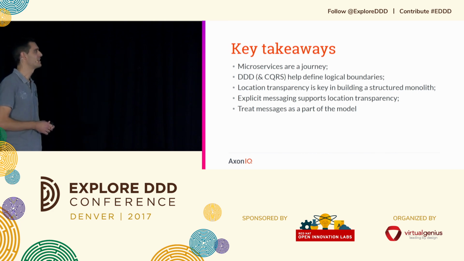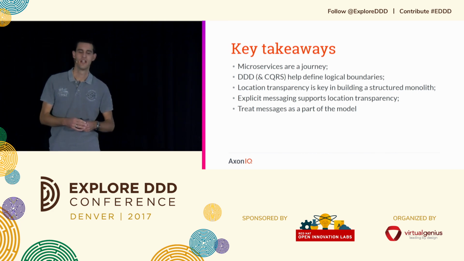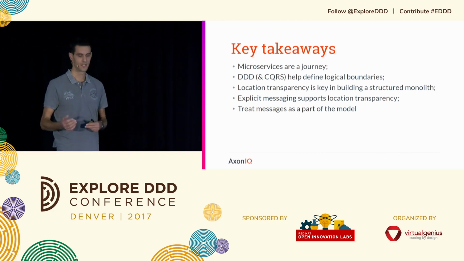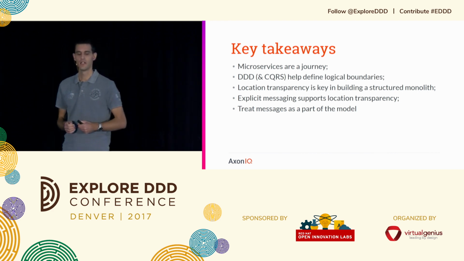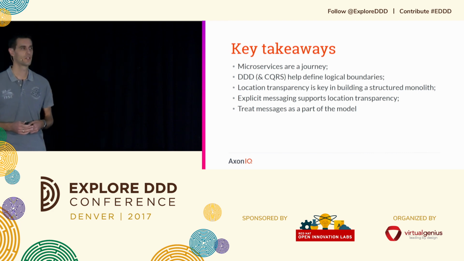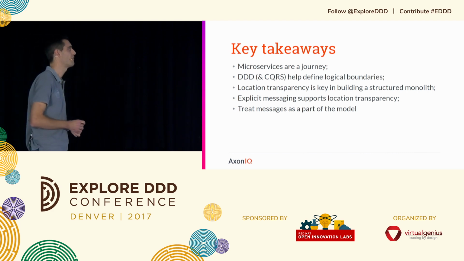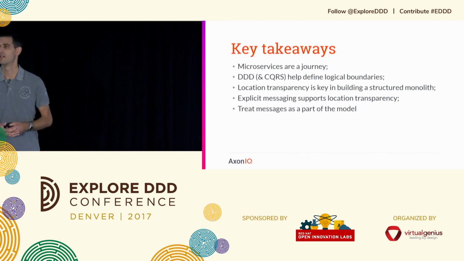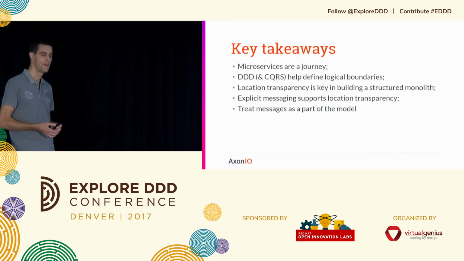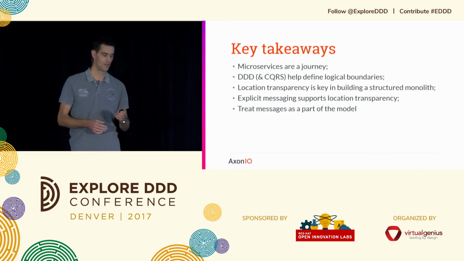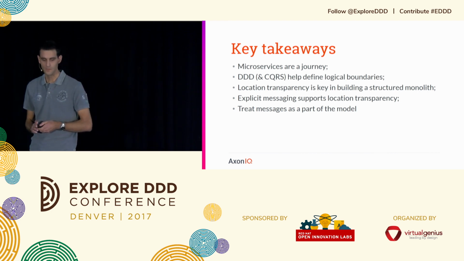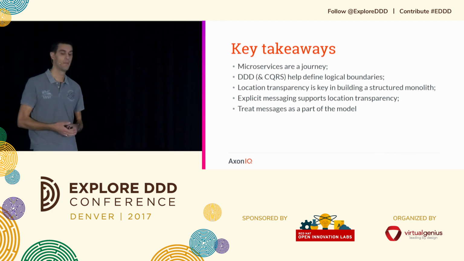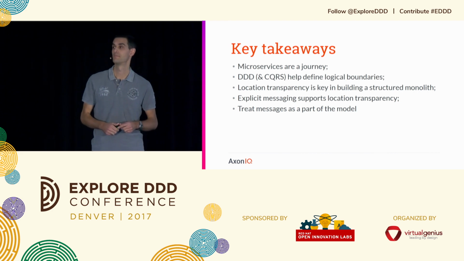And DDD and CQRS, for me specifically CQRS, they help define these logical boundaries between services and contexts, etc. Most importantly, location transparency is key if you want to build a structured monolith. Right? If you don't have location transparency, your monolith will stay what it is, a monolith. You will never take it apart, right? Or at least you have to take a decent amount of effort to try to take it apart. Explicit messaging definitely helps in making components location transparent, and make sure that these messages are part of the model.